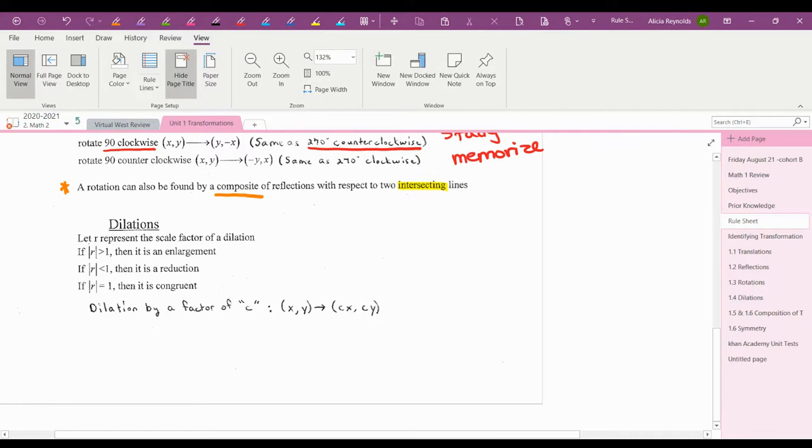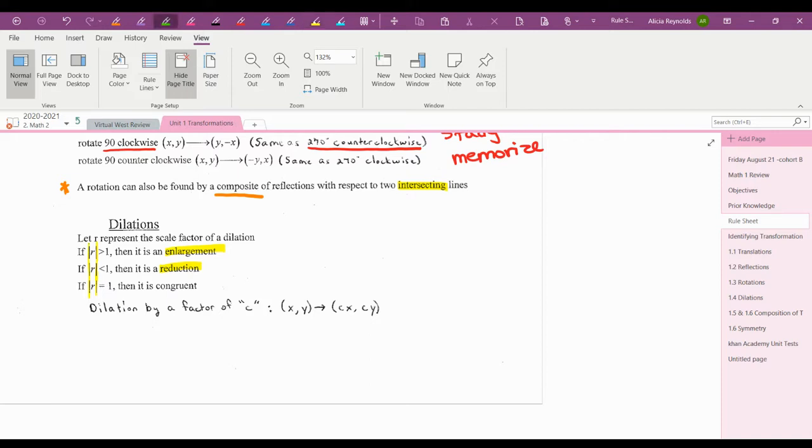Then we have dilations. We're talking about either enlarging or reducing a figure. And this is just talking about the absolute value. So the positive or negative value of R is not relevant. I'm not ever going to have to worry about a negative dilation. That's not going to affect whether it's enlarging or reducing.